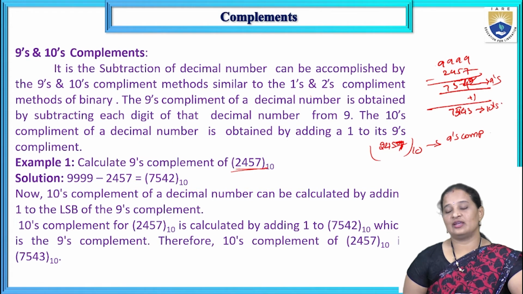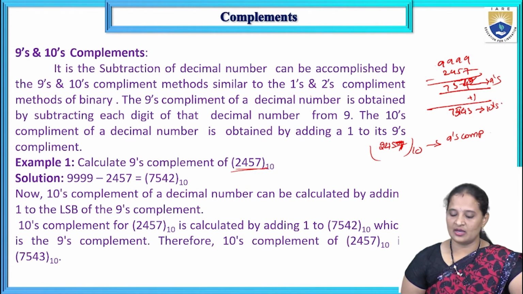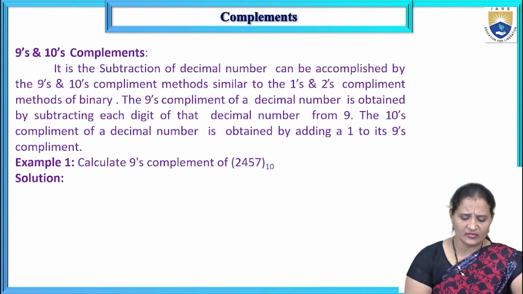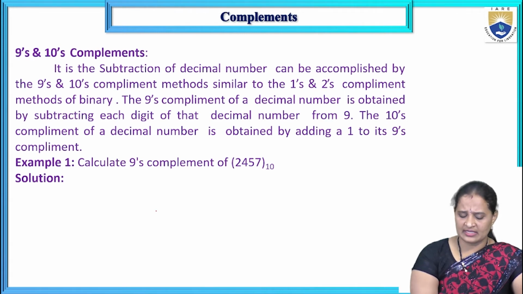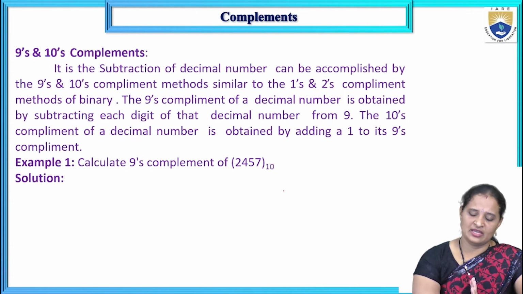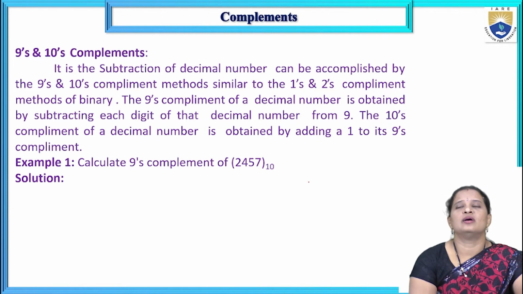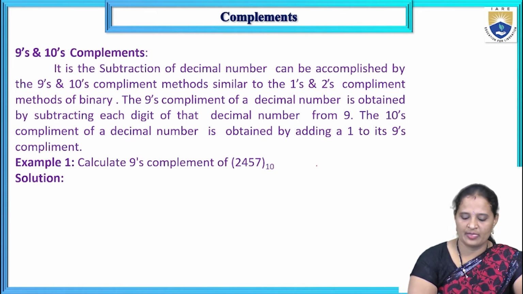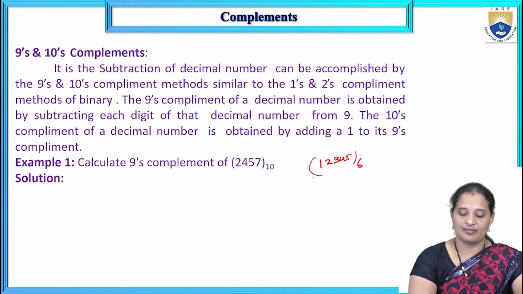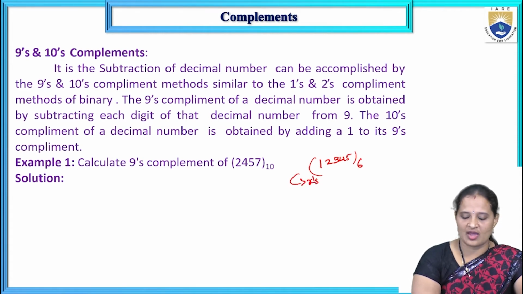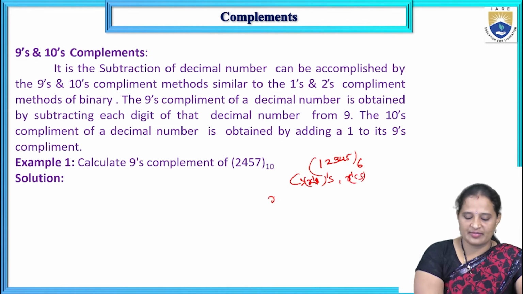Okay, so like that we can perform this for a number of any base. For example, let us consider a number with base 6. Okay. So for example, the number 1, 2, 3, 4, 5 is my base 6 number. Now I want to find the r minus 1's complement and also the r's complement. What is the base here? r is equal to 6.